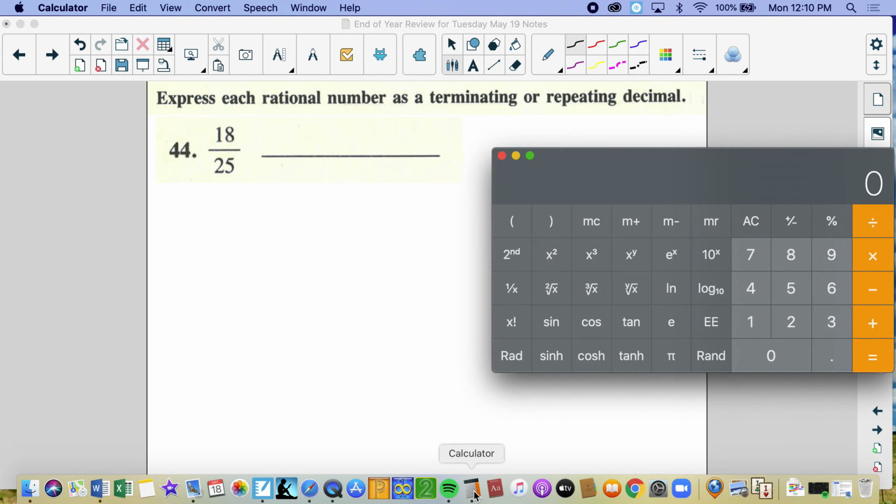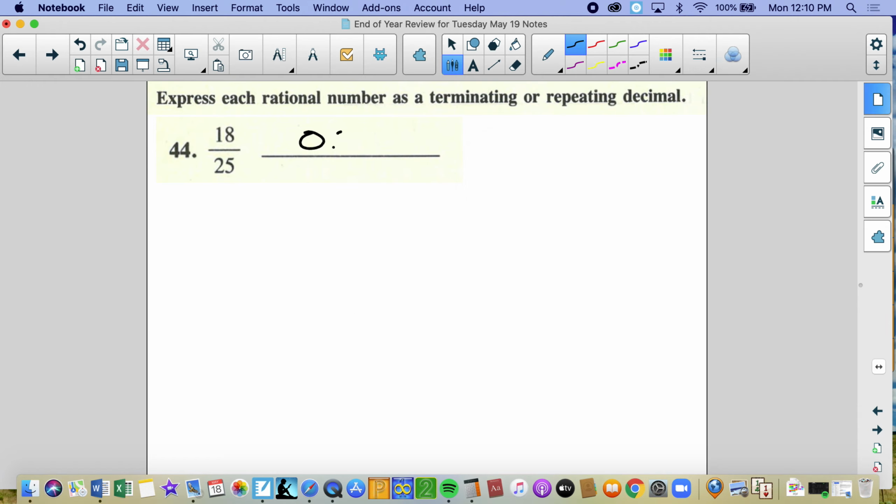I love this. So let's do 18 divided by 25 gives me 0.72. As a terminating or repeating, so this terminates, it stops in the hundredths place. That's nice and easy.